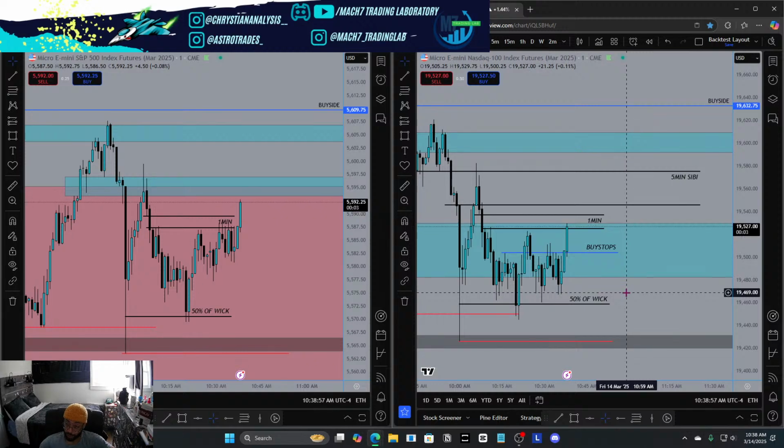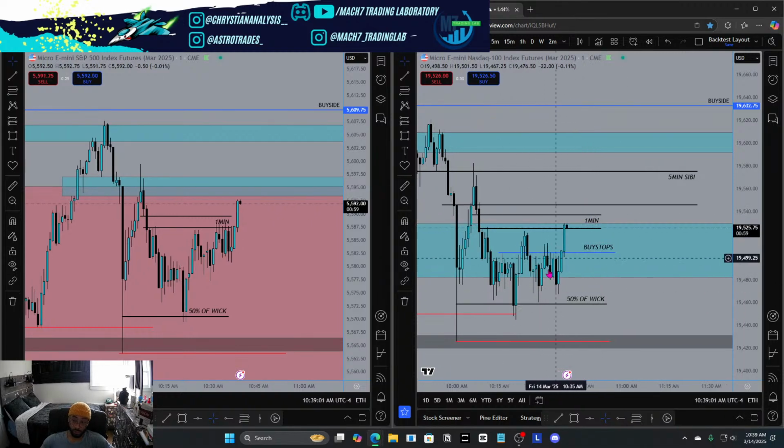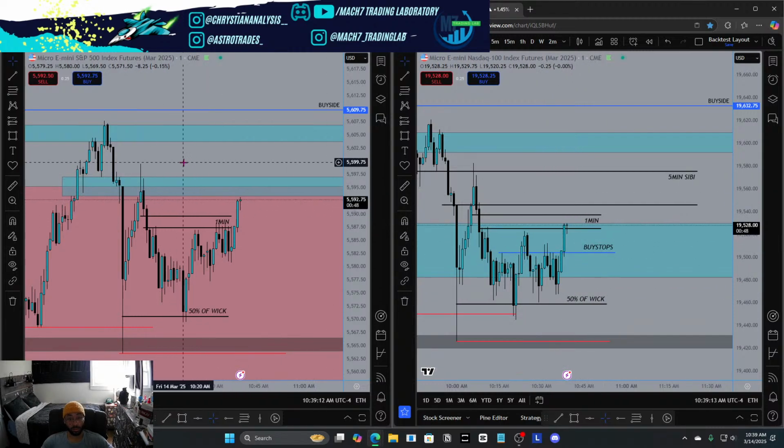This is what I'm saying in terms of, I don't want to see her play games. I want to see her, if she's going to be moving away aggressively upwards, she needs to get out of this area here, because ES already had done so.